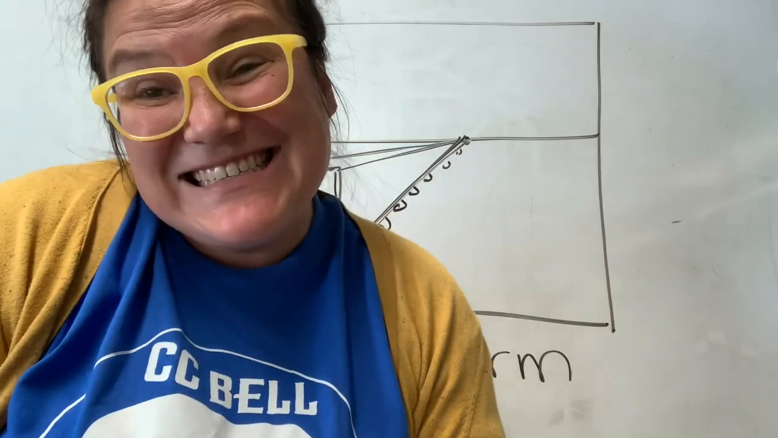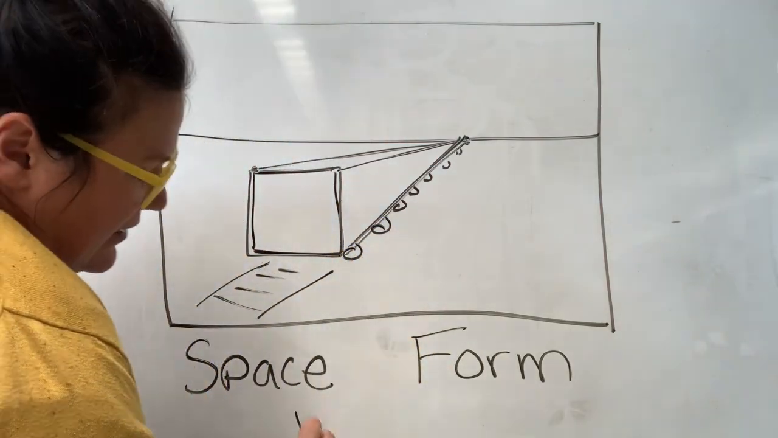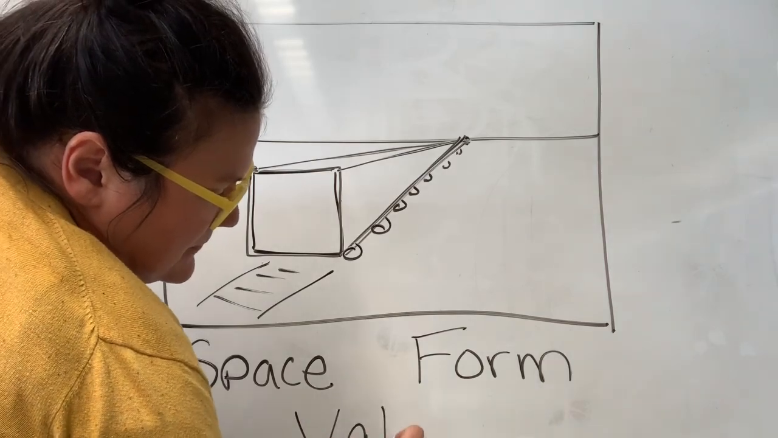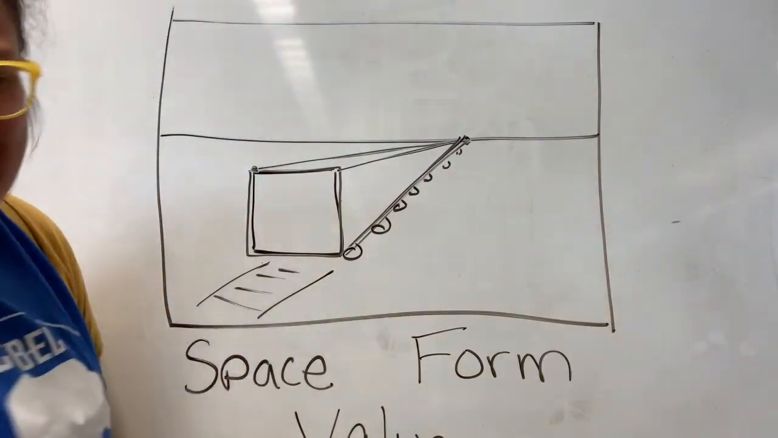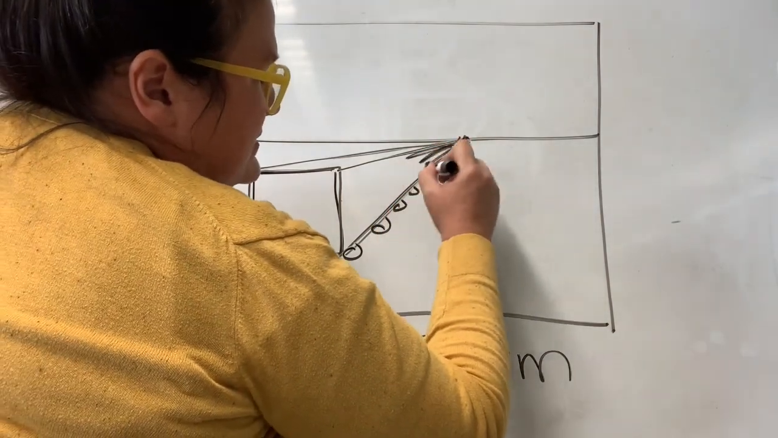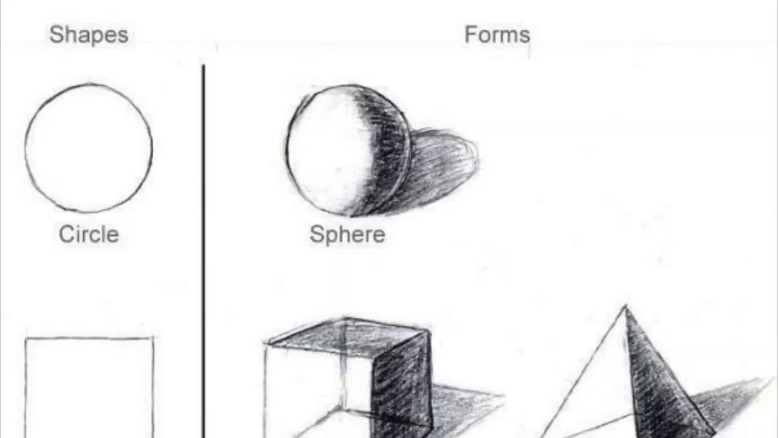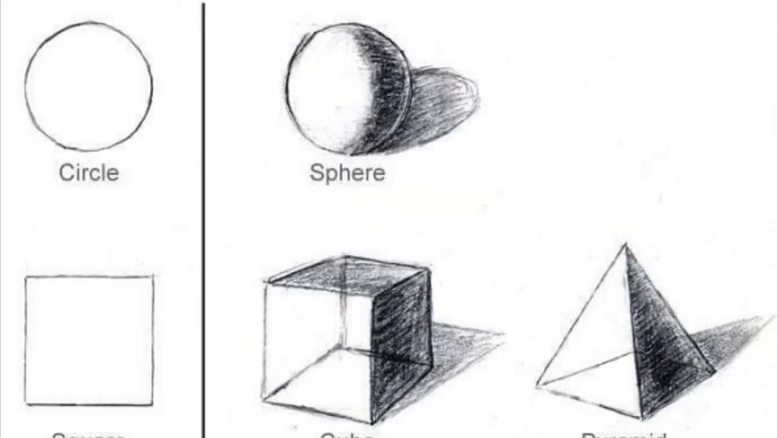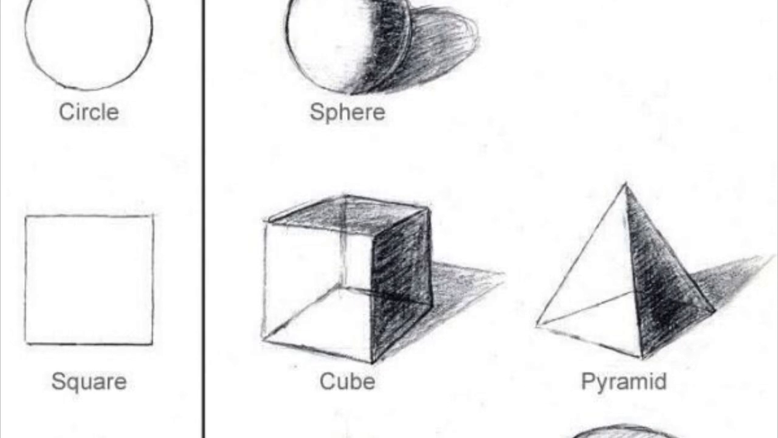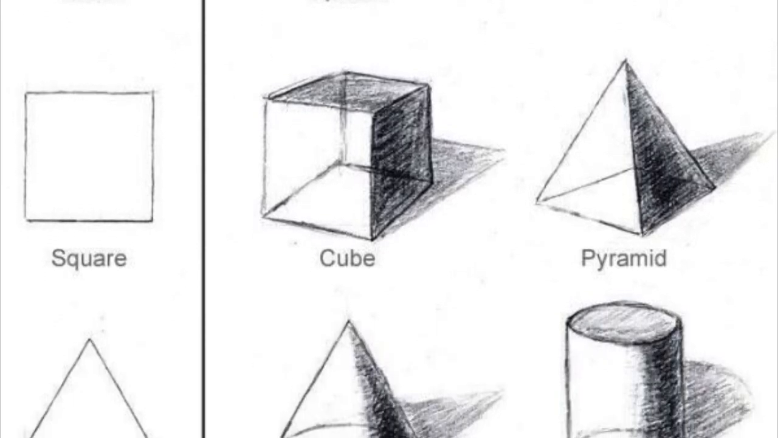The last step that I haven't mentioned yet is this third element of value. And that's the idea of light and dark. And some artists might use different values to make their flat drawings look a little bit more three-dimensional.